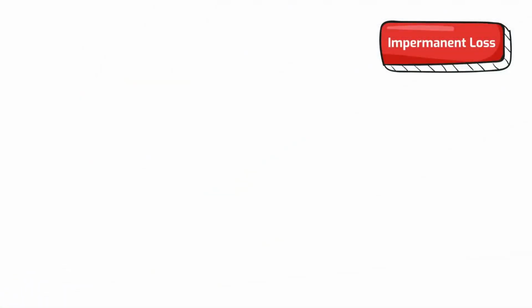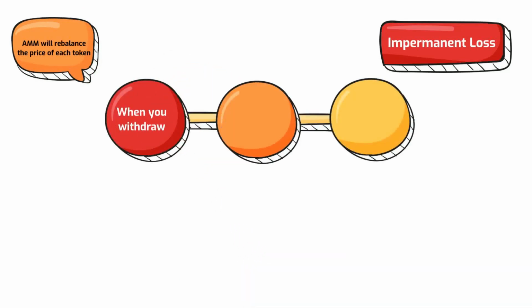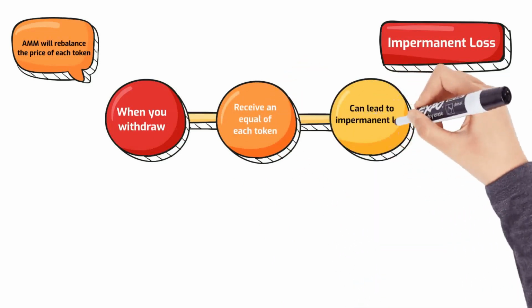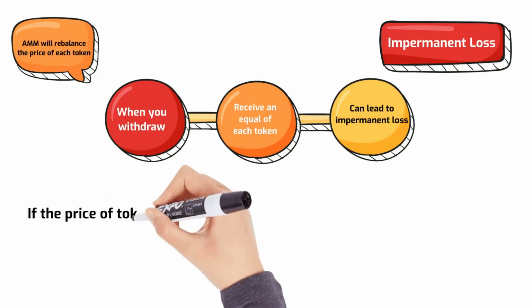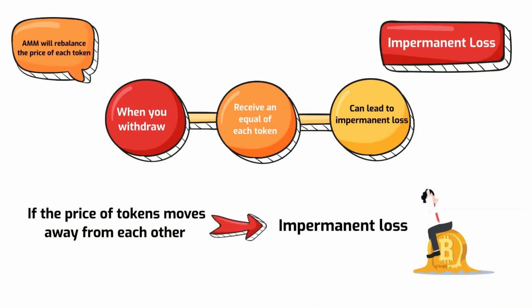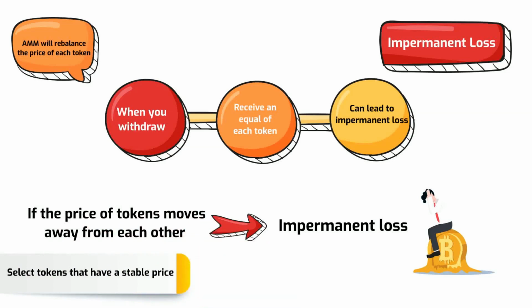Whenever there is a trade using a liquidity pool, the automated market maker will rebalance the price of each token to ensure there is an equal evaluation of each. This means that when you withdraw your funds from the pool, you always receive an equal amount of each token. This can lead to something called impermanent loss. If the price of tokens move away from each other after you contribute to the pool, then you will suffer from impermanent loss. This is the amount you lose relative to the value of tokens if you kept them out of the pool. It means that you should try to select tokens that have a stable price relative to one another.